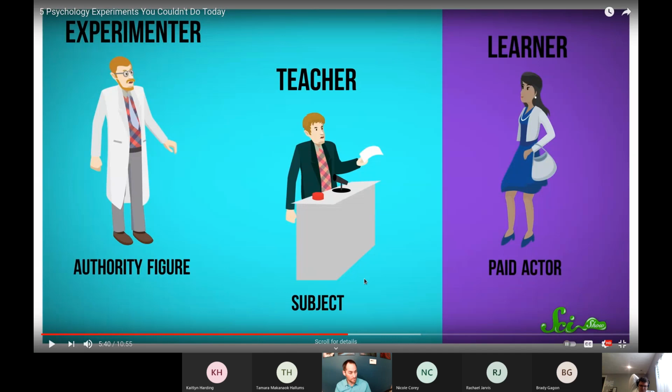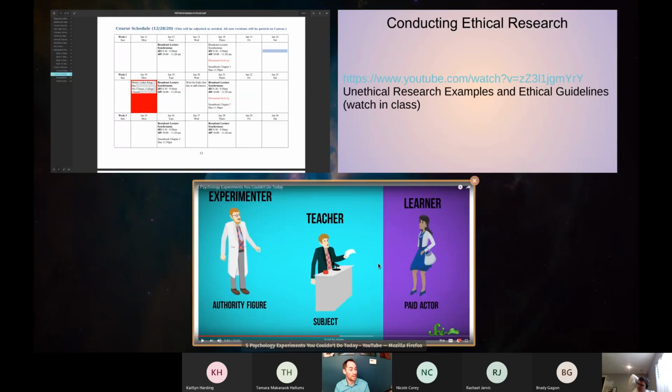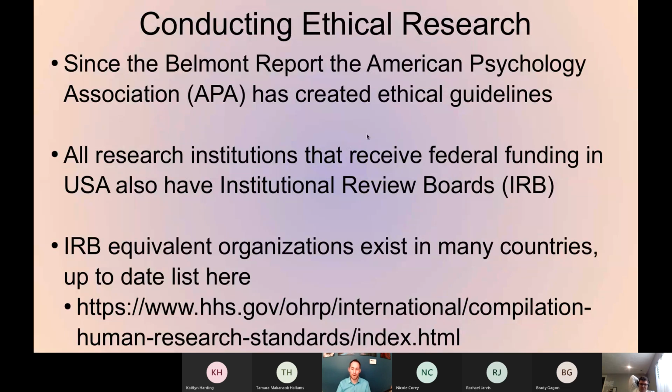So because of that, we have created some ethical guidelines. It started with the Belmont Report, and similar things were happening in medical research at the same time. There were a lot of unethical studies done with people in medicine too. So around the same time as it was happening in medicine, it was happening in psychology. And so the first was the Belmont Report, and that was some ethical guidelines. Now we follow basically the APA's ethical guidelines.